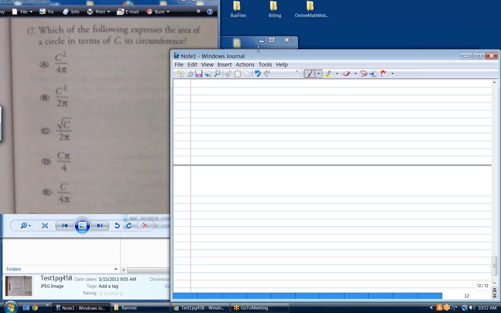So, all right, let's look at this question here. This is pretty typical. Which of the following expresses the area of a circle in terms of c, its circumference? I like to suggest people always start out with the general formulas. Area is pi r squared. What's circumference? 2 pi r, or pi d. Let's leave it in 2 pi r.